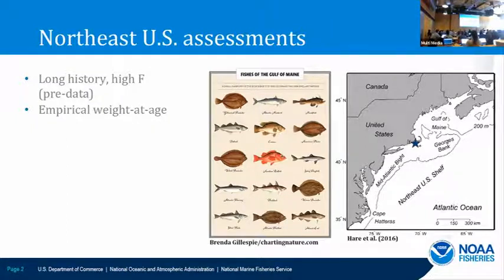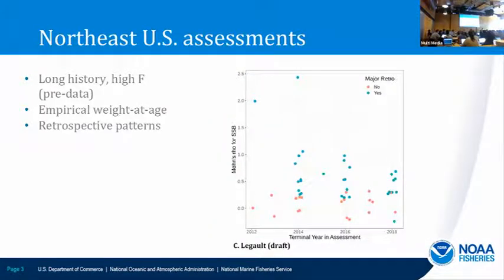Here we are in Woods Hole, Massachusetts, responsible for doing assessments basically from where Eric's lab in the Southeast leaves off at Cape Hatteras, North Carolina, from there north to Canada. A lot of groundfish species, flounders and cod, have a long history of fishing very hard on these stocks. There's a lot of age data, so most of the age structured assessments are done with empirical weight at age and not fitting growth. A lot of the stock assessments have major retrospective patterns. This is a draft figure from Chris Legault. I think he should probably flip the color, but notice that there's a lot of each, blue is bad and red is good.